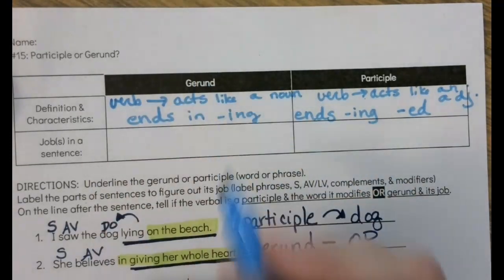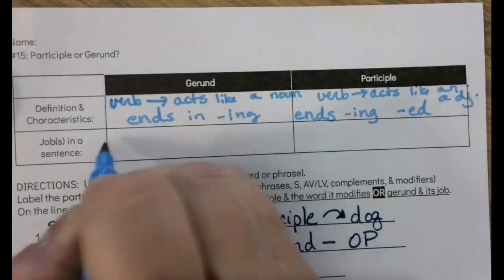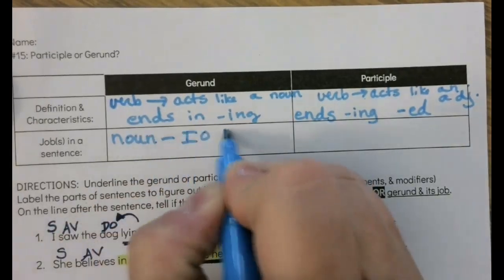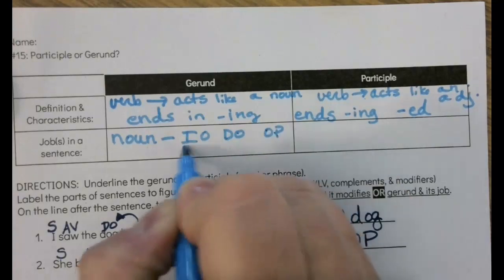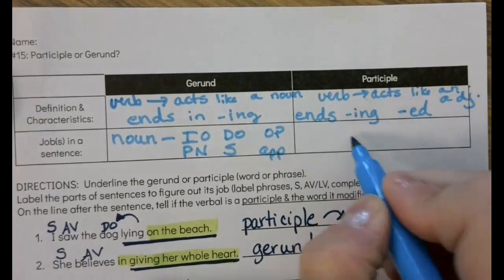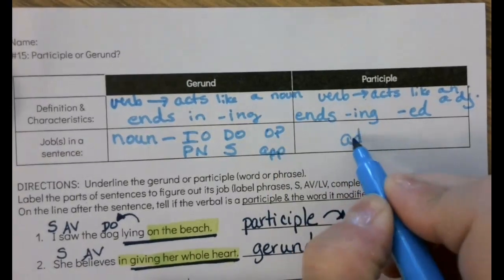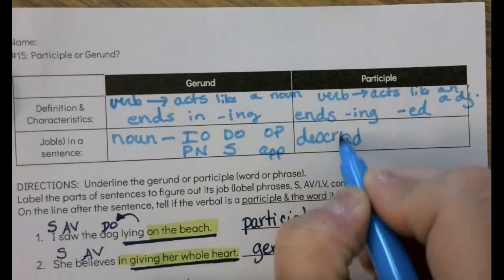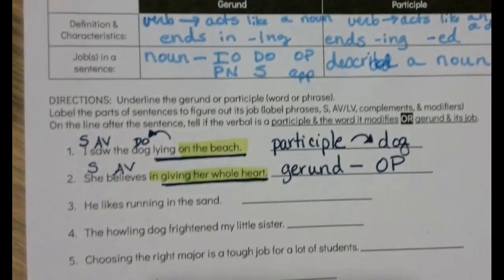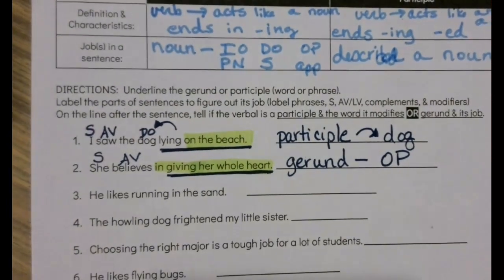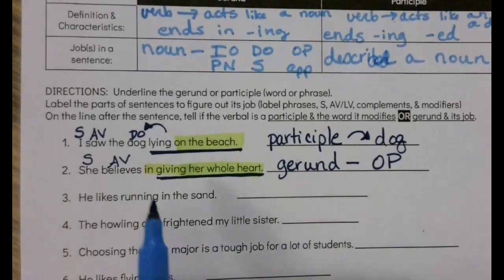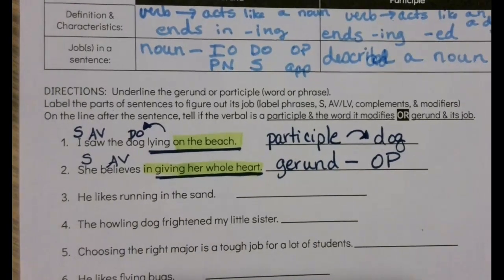Okay, so I guess I kind of jumped ahead, but what is their job? Their job in the sentence is a noun, which means that it can do the IO, the DO, OP, PN, subject, and the appositive. And the job a participle has is to describe a noun. So we did these two examples together. In order to understand this and differentiate between a participle and a gerund, you really do need to go through the steps of labeling the sentences.